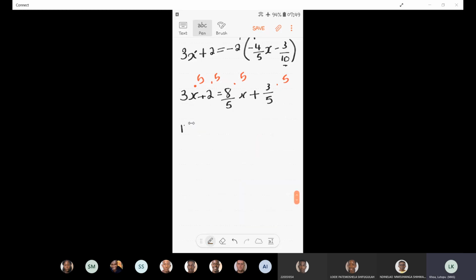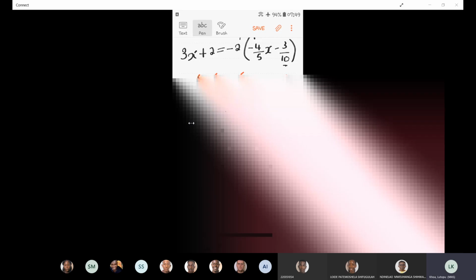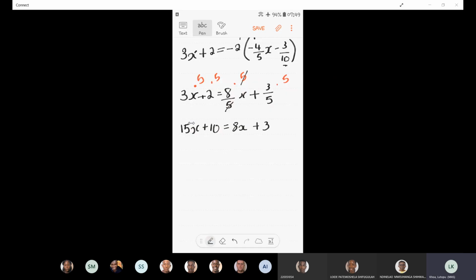15x plus 10 is equal to 8x plus 3. Okay, so those two will cancel, those two will cancel, and then this is what I will have left.